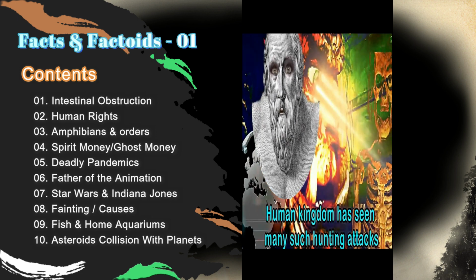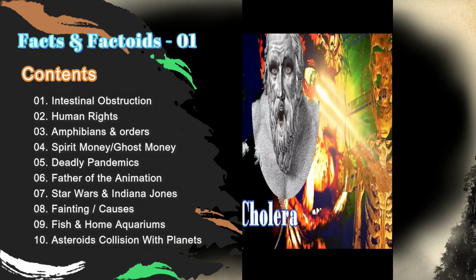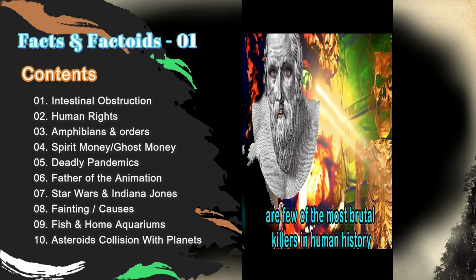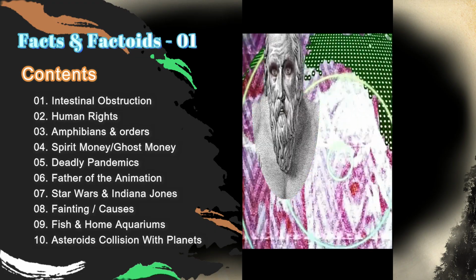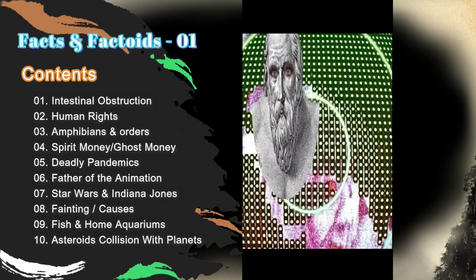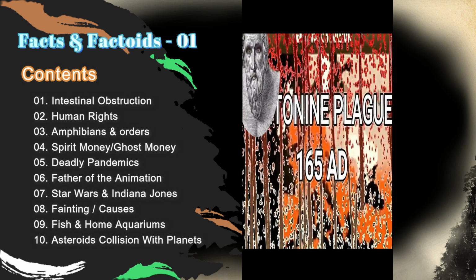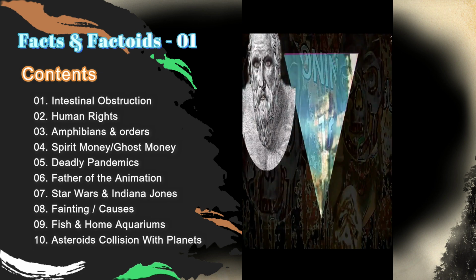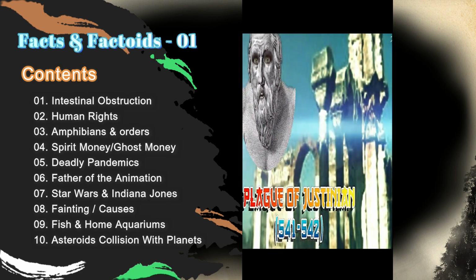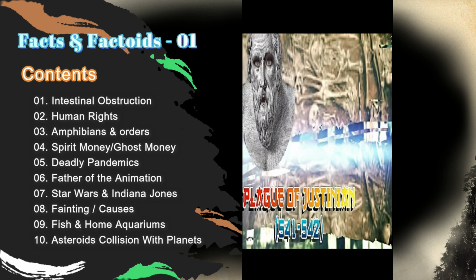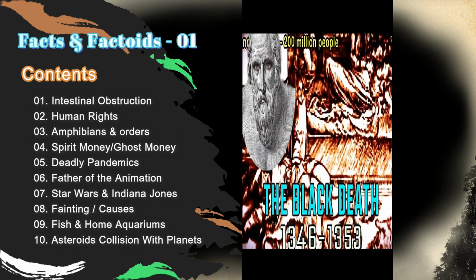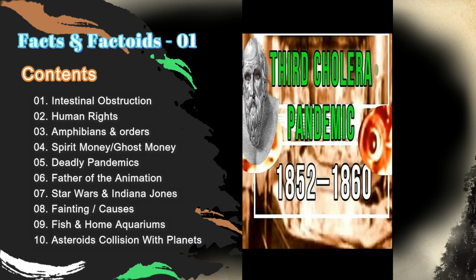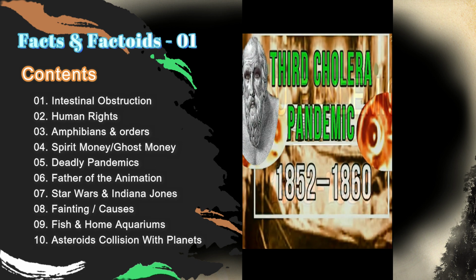Human kingdom has seen many deadly virus attacks. Cholera, bubonic plague, smallpox, and influenza are few of the most brutal killers in human history. A brief look into the accounts of the pandemics in the past. Antonine Plague, 165 AD. Plague of Justinian, 541 to 542. The Black Death, 1346 to 1353. Third Cholera Pandemic, 1852 to 1860.